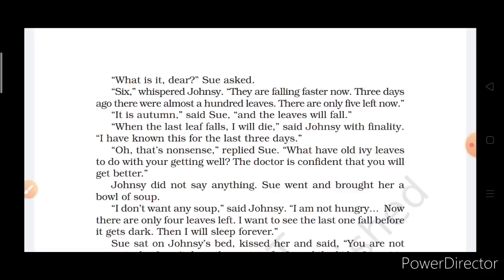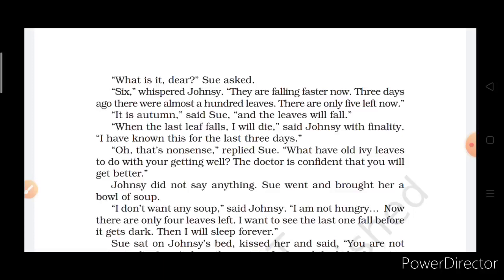Sue asks Johnsy, "What's this? Why are you counting numbers backwards?" Johnsy replies to Sue, "The leaves are falling down. Three days before, there were nearly 100 leaves over the creeper, but today only 4 leaves are left." Sue replies, "It is autumn season, so the leaves are falling down." Johnsy tells her, "When the last leaf falls down, I will die."